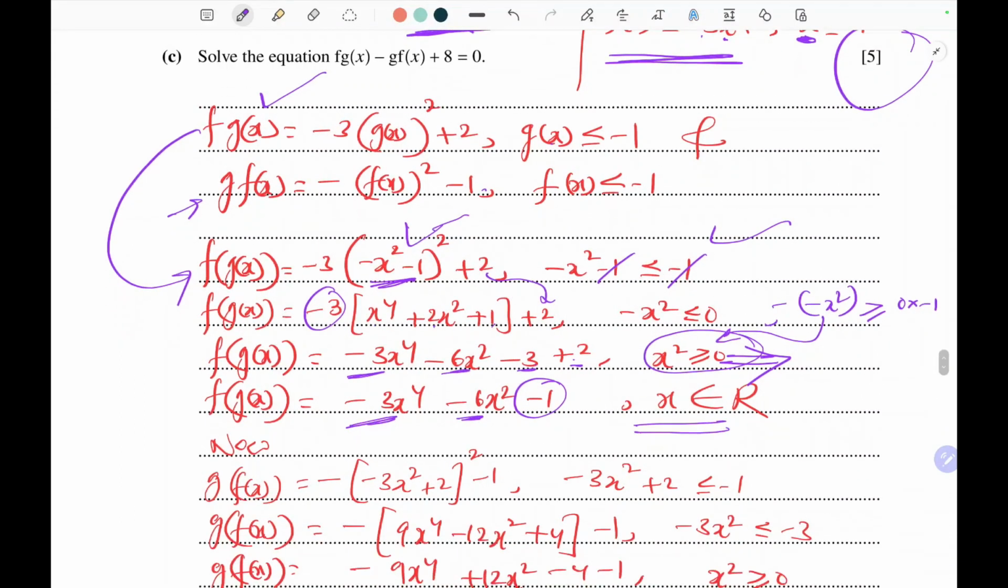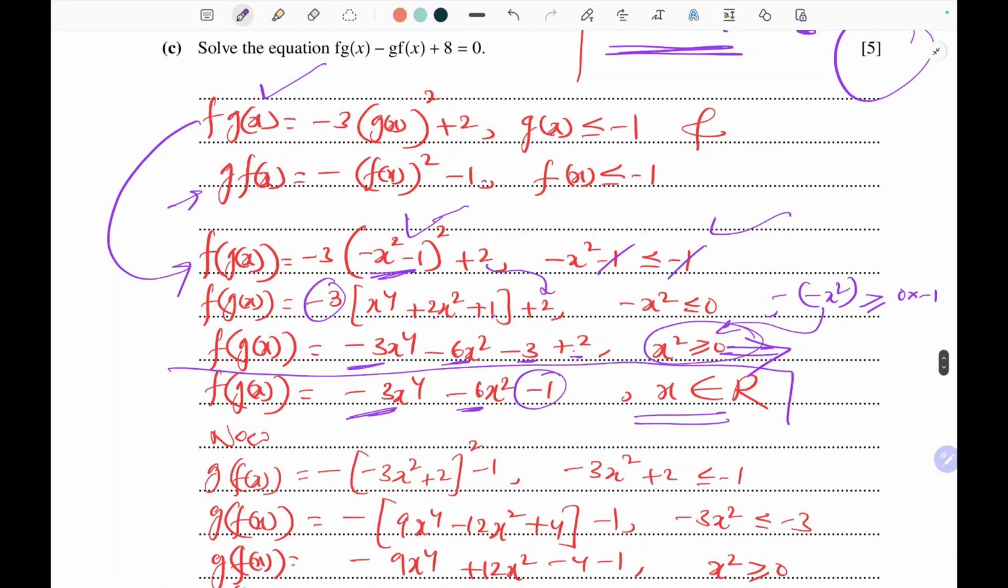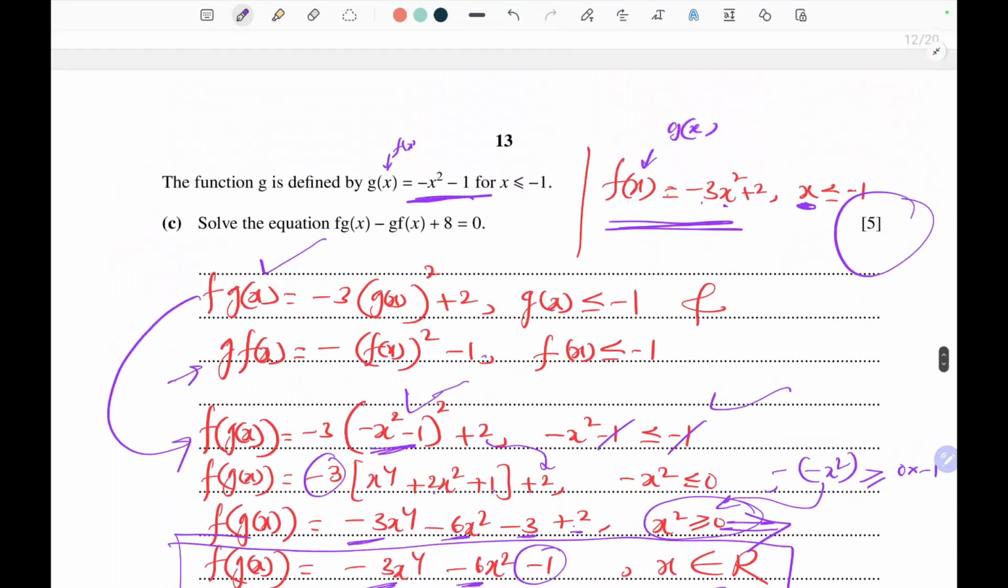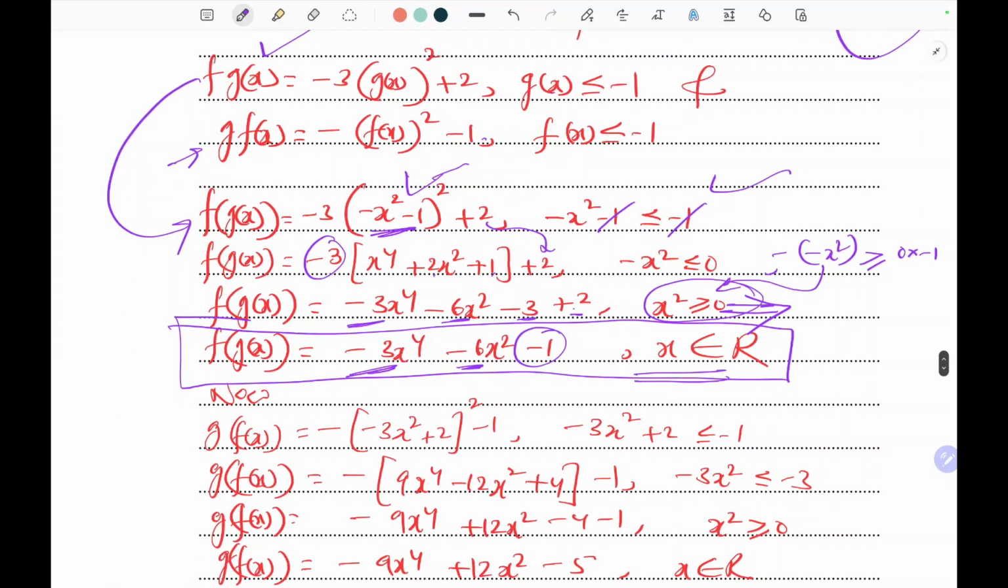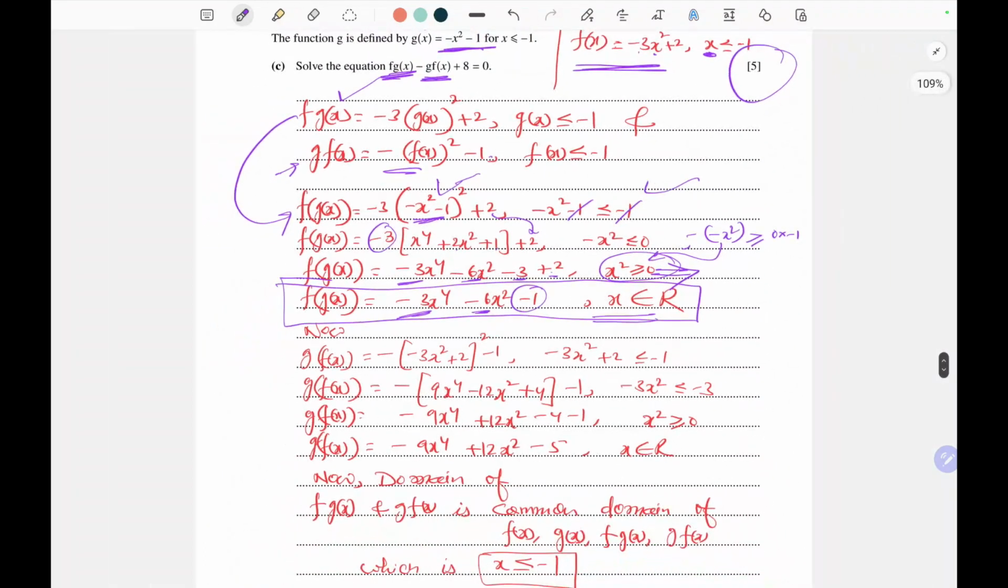So x belongs to all real numbers here. So f of g(x) I got. Individually we will find f of g(x). Now I need to find g of f(x). g of f(x) is here, you can check.